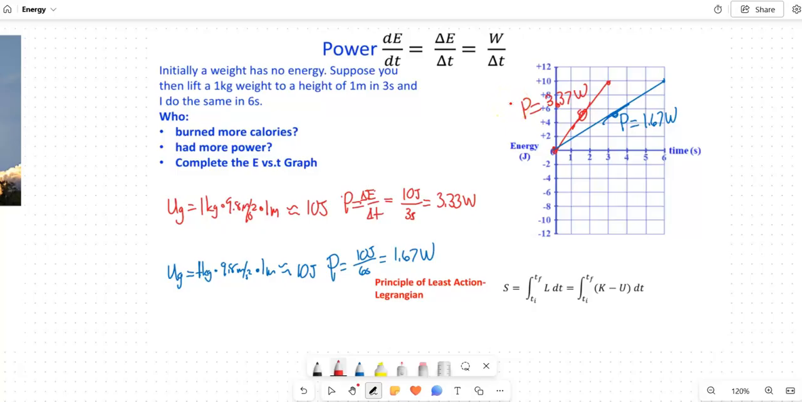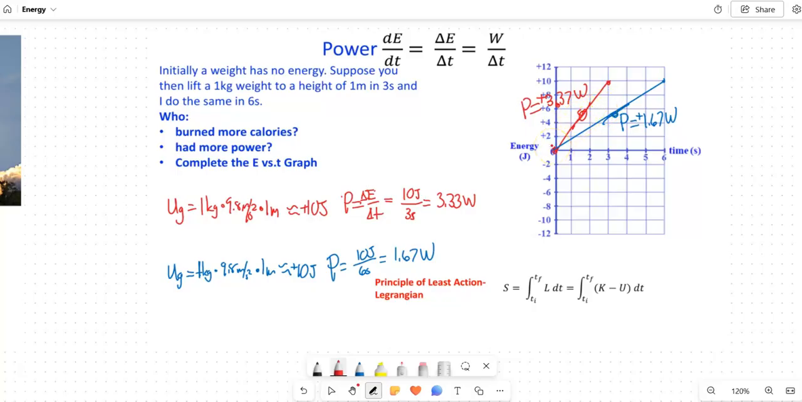So when we're looking at energy versus time graphs, we're getting a lot of information. We could tell that there was work done and that both of these slopes are positive, so we're adding energy to the system. We're both adding potential energy to the system. But the slope of that line is your power. That's your power output.